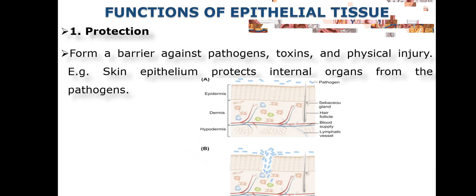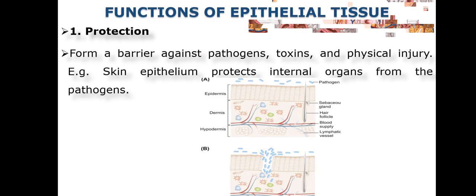Now, talking about the functions, remember I said that on each and every type of tissue, we have to talk about the functions. So from the brief recap that I talked about, pause the video. Think about, from what I've said, what are the functions of epithelial tissue? One, protection. Epithelial tissue forms a barrier against pathogens. You know what pathogens are? Disease-causing microorganisms.